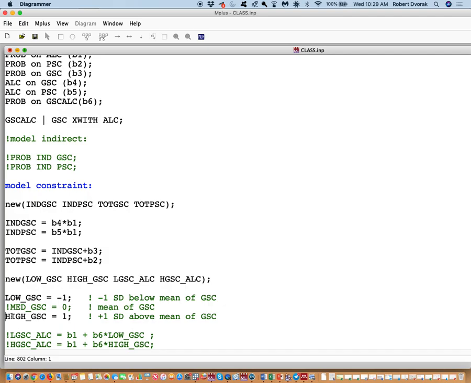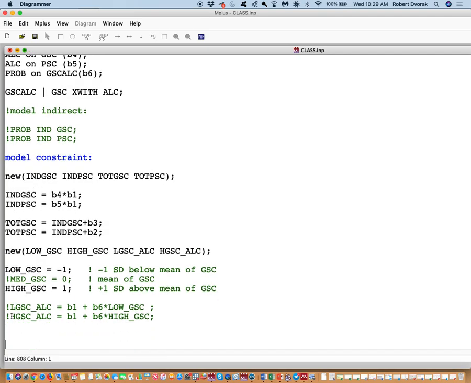This will set it to +1 standard deviation above the mean of good self-control. Notice that this is different than what we did before. Before we were subtracting 1 in order to get high and adding 1 in order to get low. M+ knows that you don't actually have to do this. It sets it so that if you say -1, it's going to be low. If you say +1, it's going to be high. And then we will do low good self-control alcohol, high good self-control alcohol.